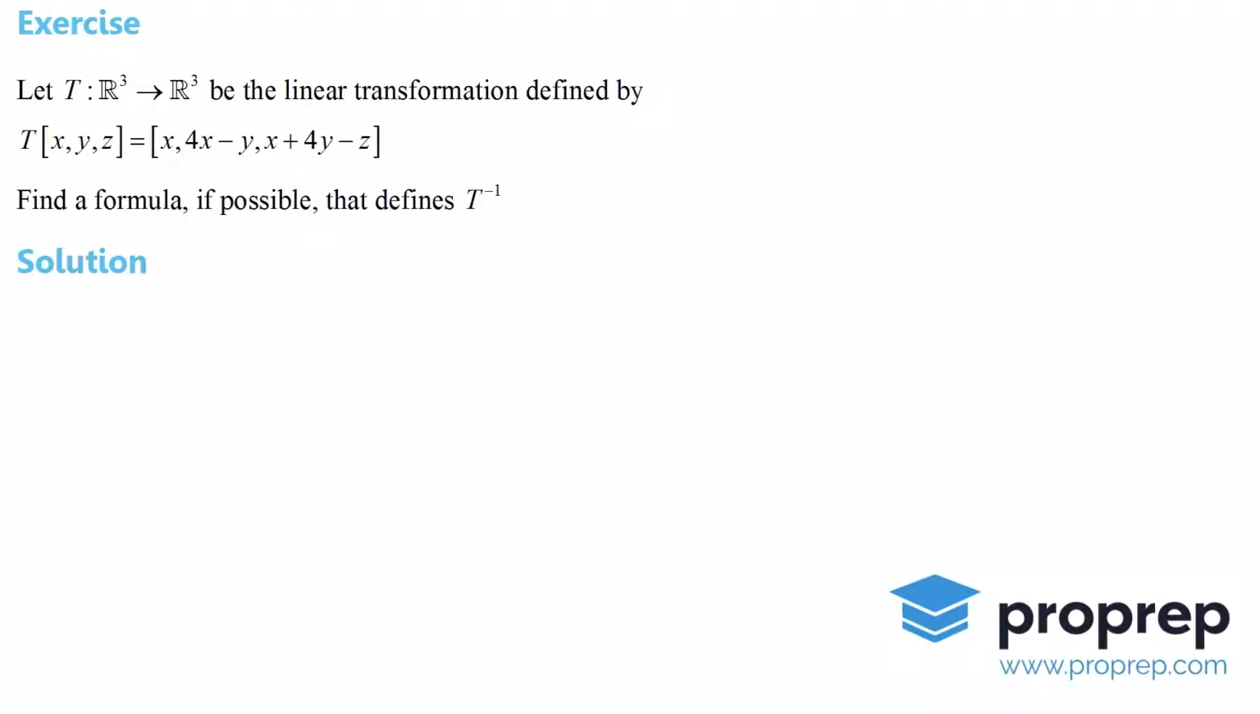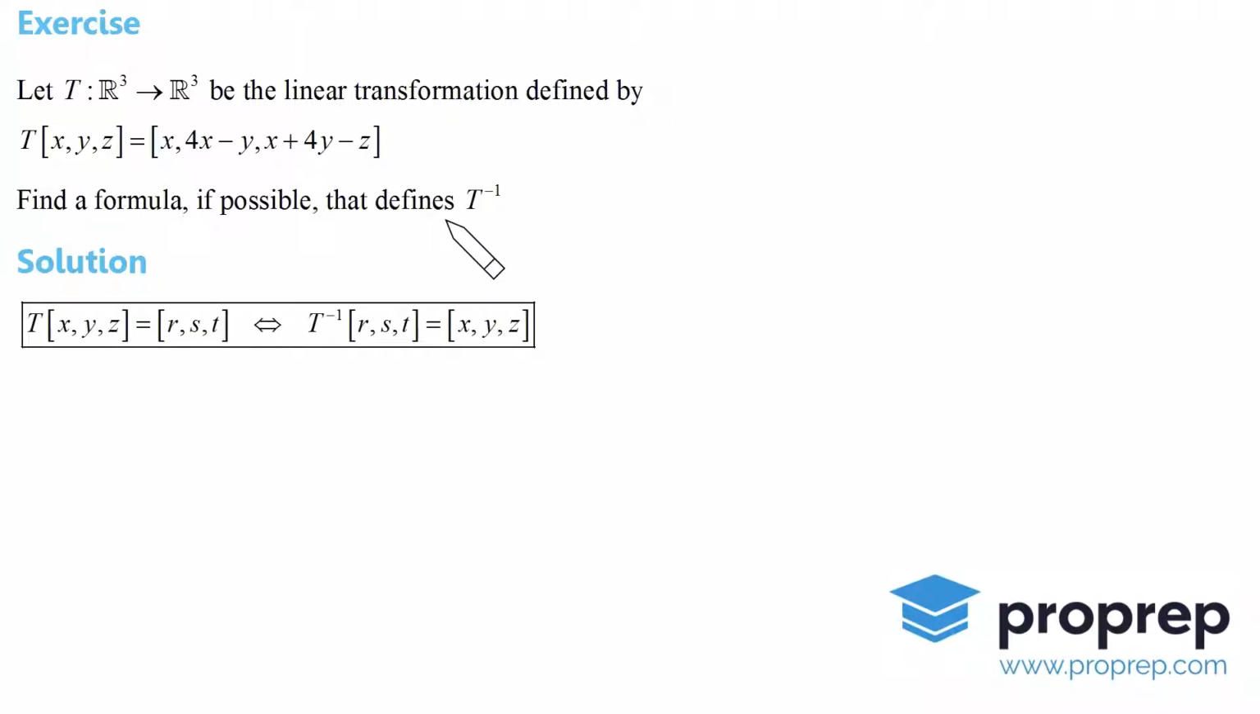In this exercise, we have a transformation T from R3 to R3, a linear transformation, and it's given with this formula. And our task is to find a formula, if possible, to define the inverse of T. So we're assuming that T does have an inverse. And if it doesn't, we'll soon find out that it doesn't.